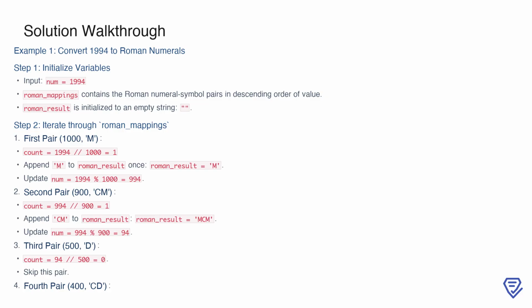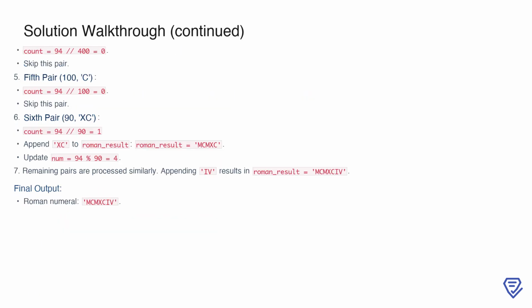For the next two pairs, 500, D and 400, CD, both quotients are 0, so we skip these pairs as they don't contribute to the Roman numeral representation. For the pair 100, C, dividing 94 by 100 gives a quotient of 0, so we skip this pair as well. Next, we process the pair 90, XC. Dividing 94 by 90 gives a quotient of 1, so we append XC to roman_result, updating it to MCMXC. The remainder is now 4.